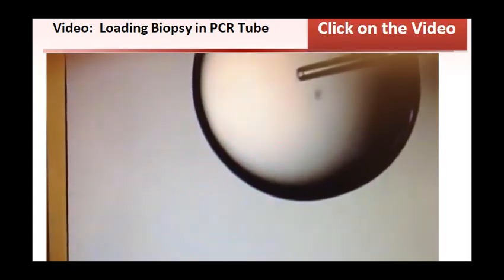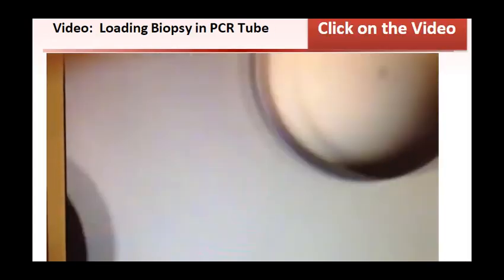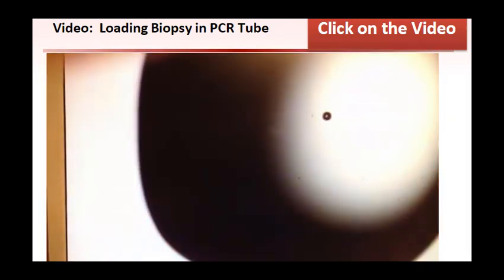The biopsied material is collected and placed in the microcentrifuge tube for molecular analysis. Material is gently expelled into the tube.